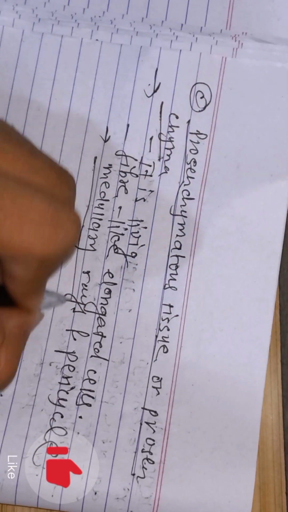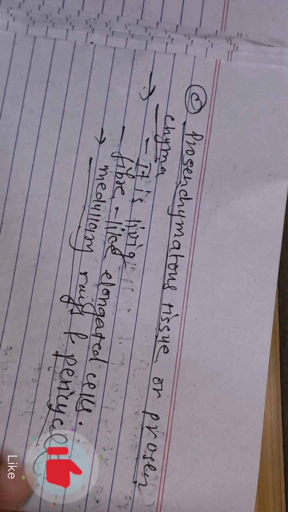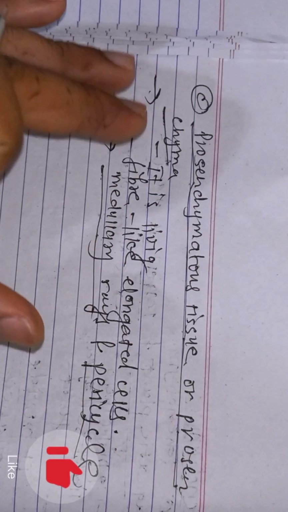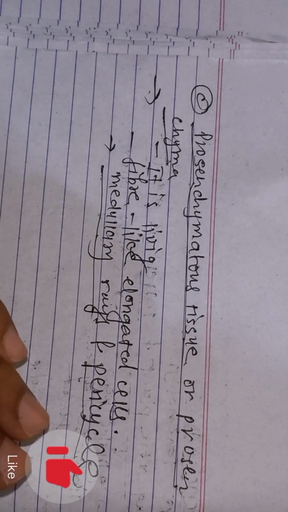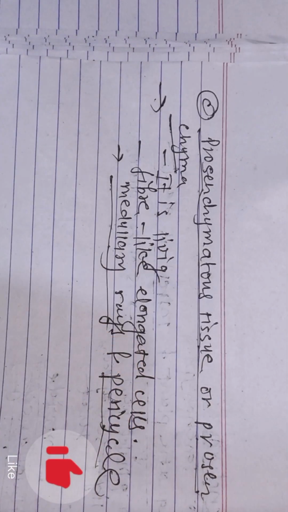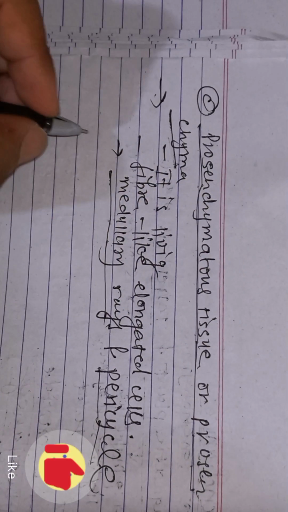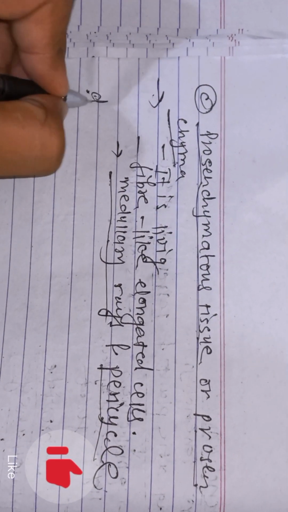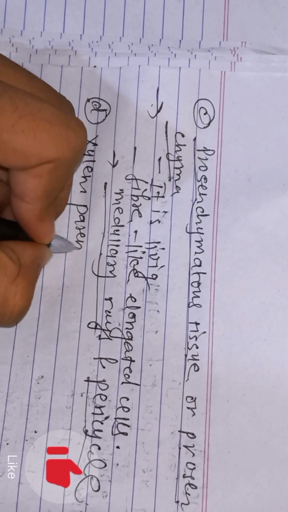These both terms we will discuss later in the other types of simple permanent tissue, because in this it is present just as a term, but in other types of simple permanent tissue we will discuss it as a topic. So instead of here, we will talk about these terms in the other video. The other type is xylem parenchyma.